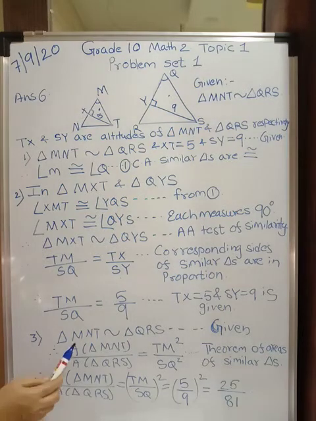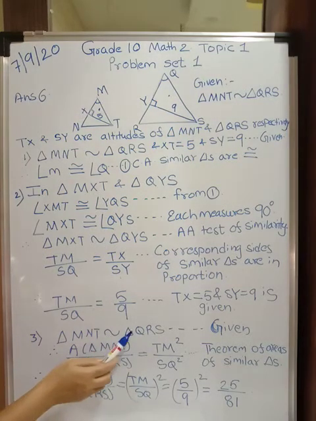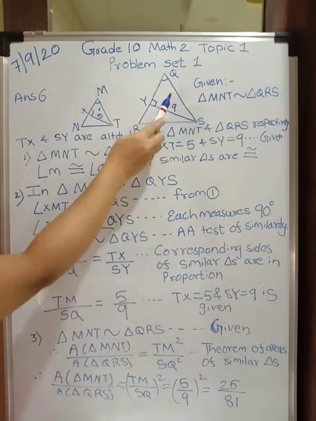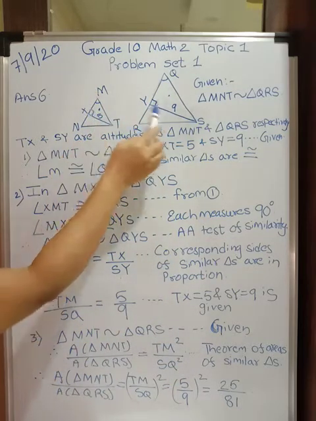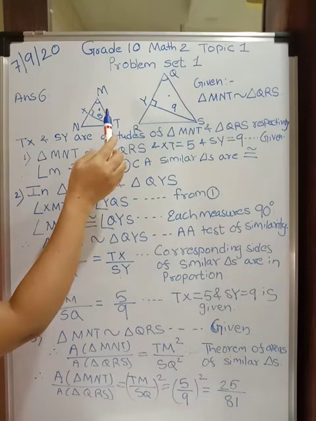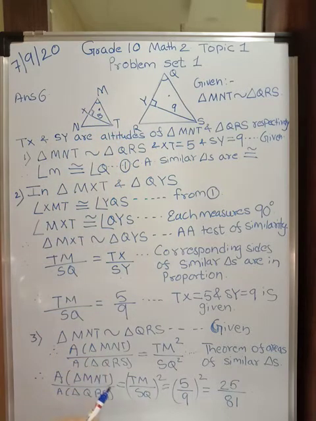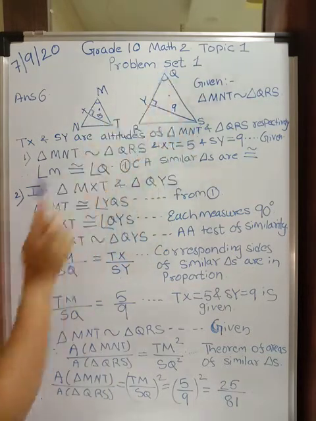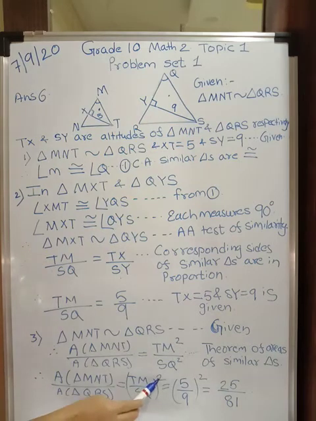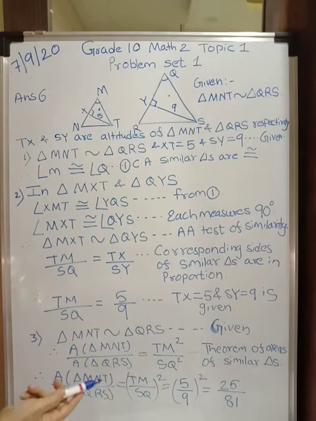So I have written here, already MNT is similar to QRS is given. If these two big triangles are already similar, then the ratio of their areas, area of triangle MNT upon area of triangle QRS will be equal to TM square upon SQ square. Mind well to take the squares. Students forget to write the squares. Alright, so what we got the ratio?